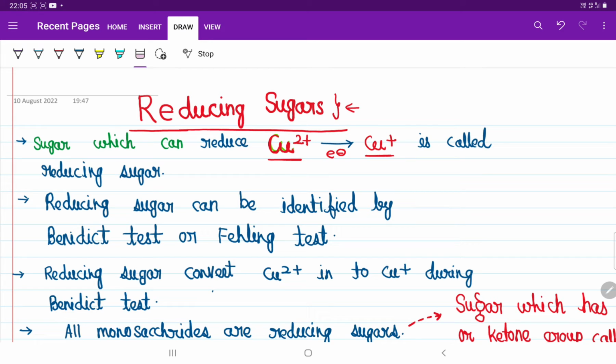Now the question is, which kind of sugar can do this activity? Before going there, we have to understand the two tests we commonly do. One is the Benedict test and another one is the Fehling test. By the Benedict test or Fehling test we can identify reducing sugars, which can convert Cu2+ into Cu+.